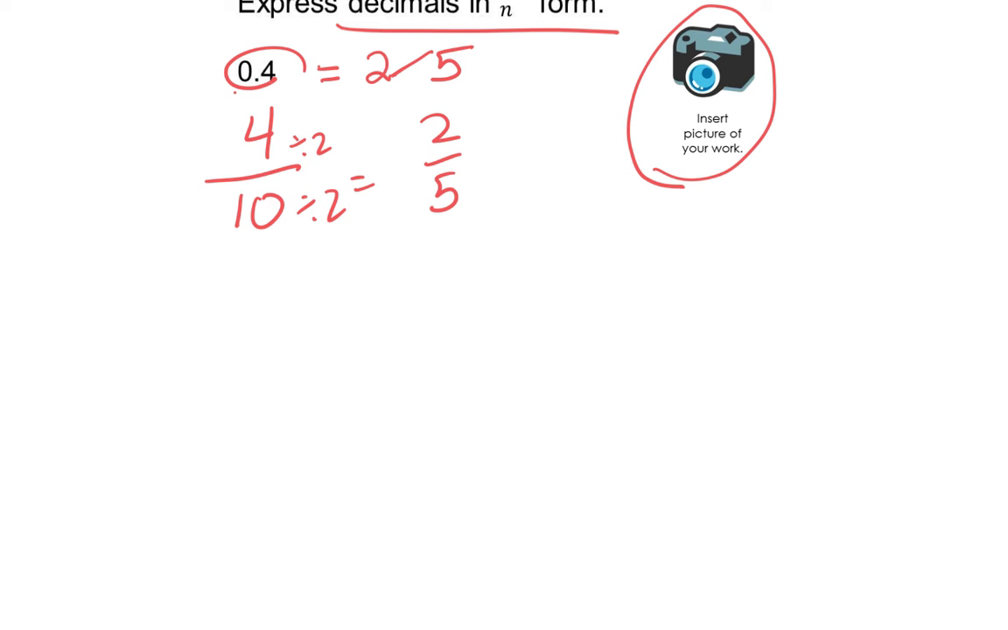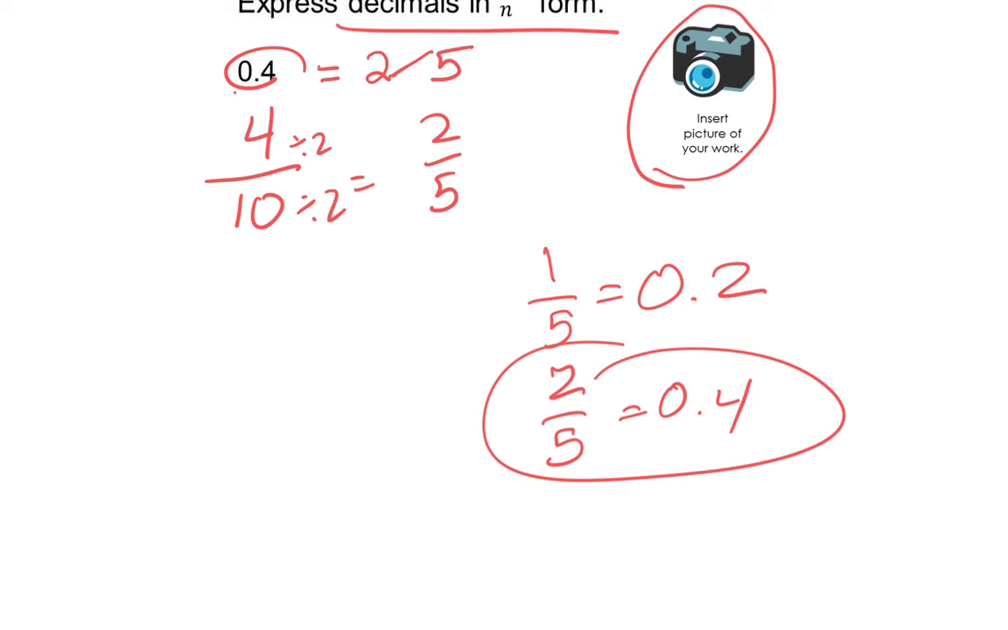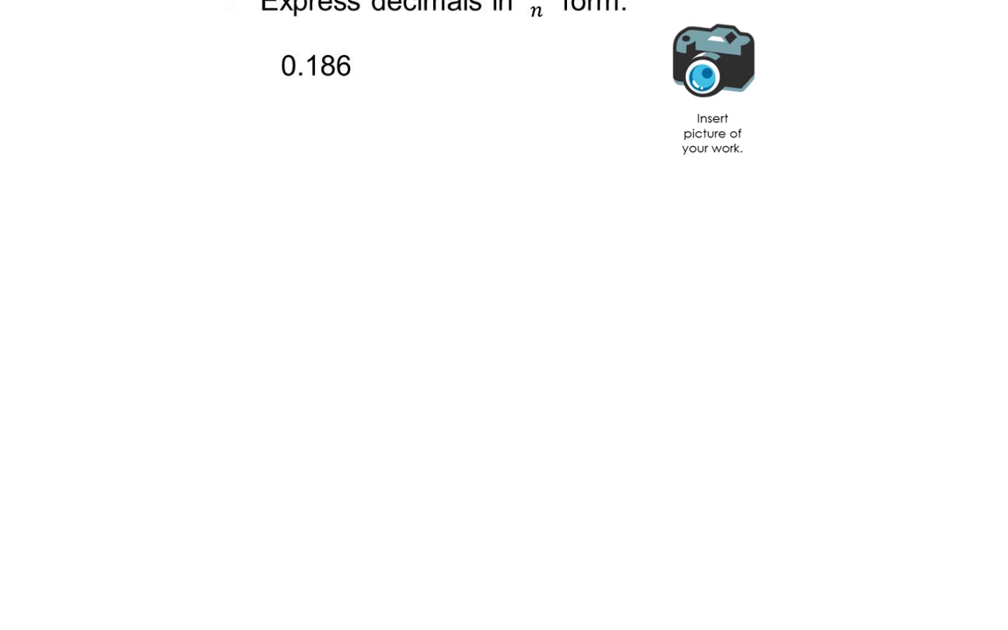2/5. And 4/10 is one of those that, remember I said earlier, if you memorize them, your life will be a lot easier. So I knew that. All right.